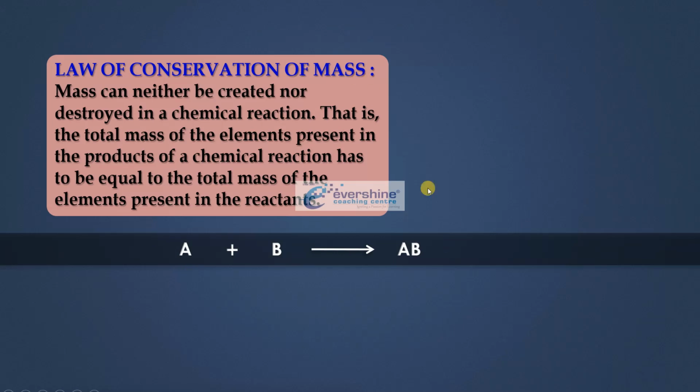So now we can simplify this definition. If they ask you to state the law of conservation of mass, you can just write that mass can neither be created nor be destroyed in a chemical reaction. The total mass of the reactant should be equal to the total mass of the product side. Okay.